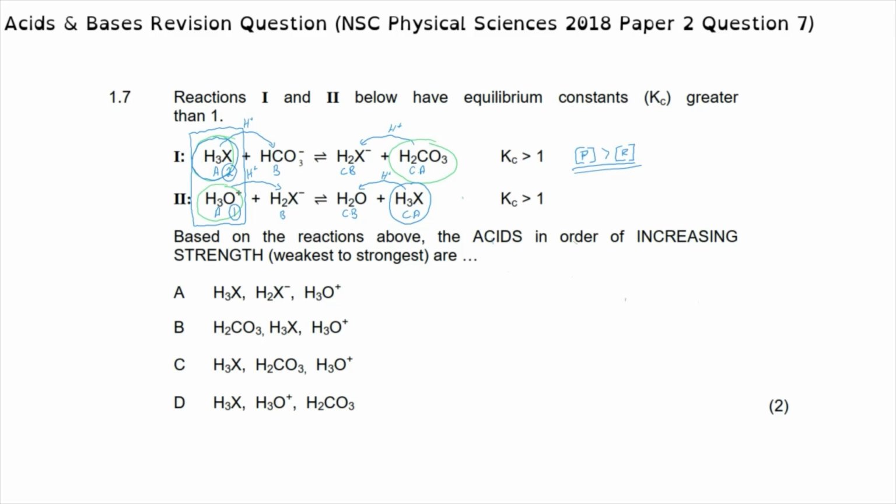And then our weakest acid is going to be H2CO3, which only appears as a conjugate acid. So in order of increasing strength from weakest to strongest, that would mean that H2CO3 is our weakest acid, H3X is our second strongest, and H3O+ is then our strongest acid. And that means that the correct answer here is option B.